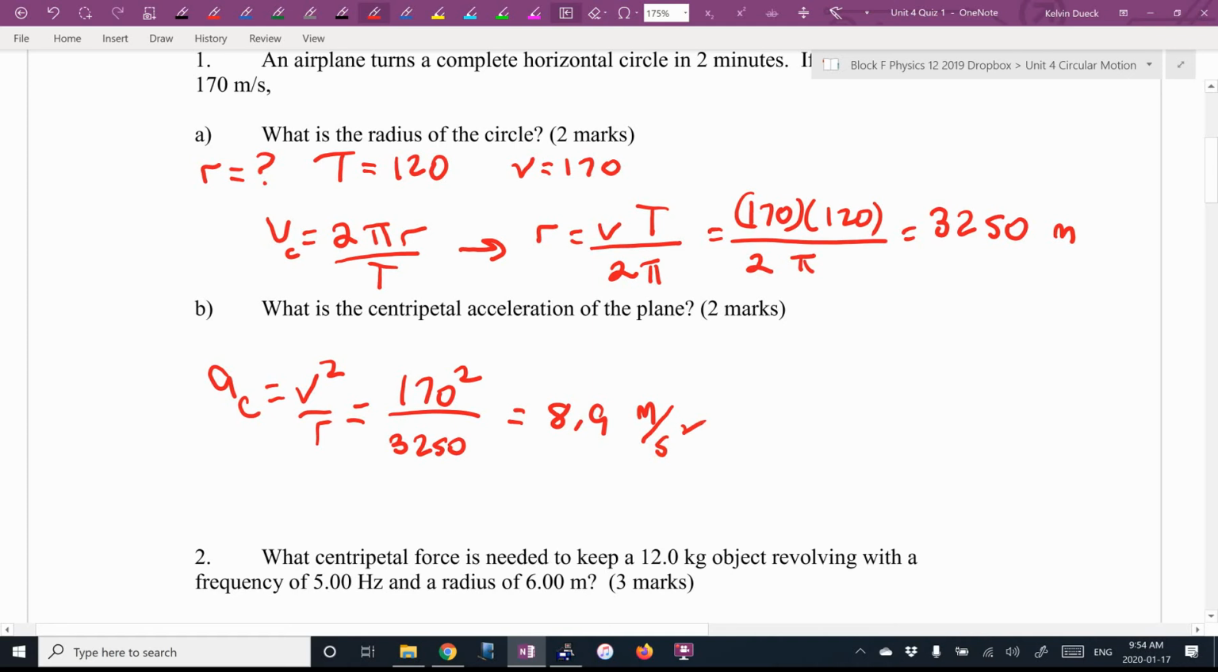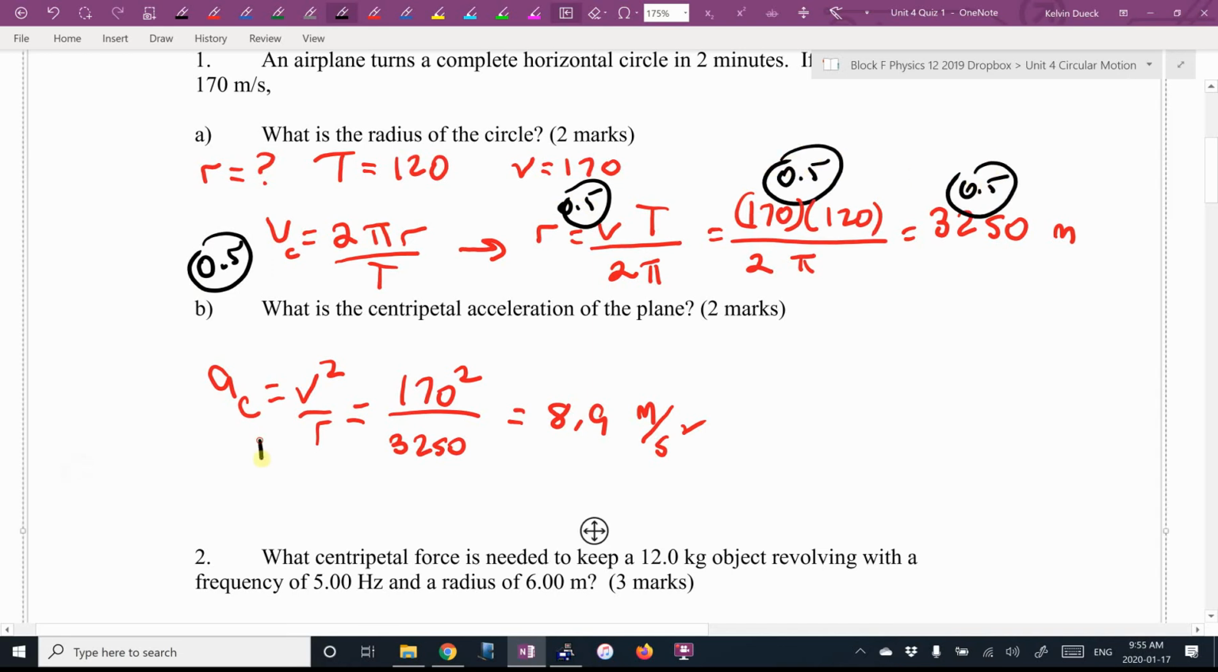Meters per second squared. For 2 marks, by the way, it would probably be something like this. Half mark if I saw that, half mark for rewriting it, half mark for the numbers, and a half mark for the answer here. Probably 1 mark for that, half mark for the numbers, half mark for the answer.